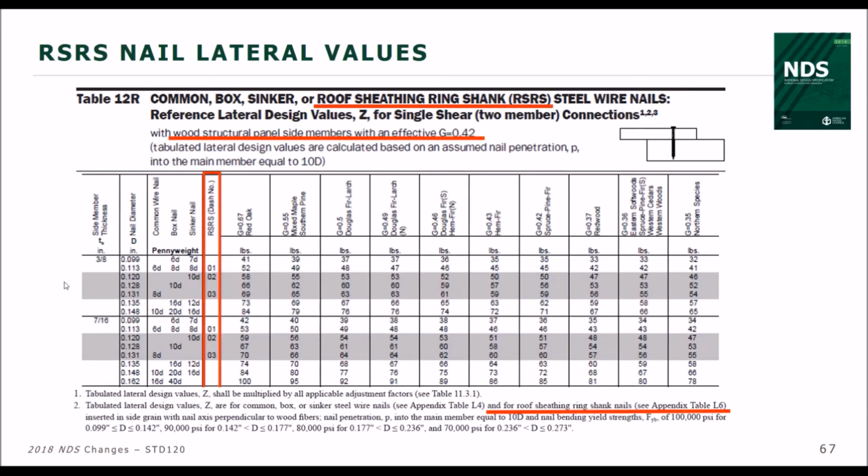Obviously a bigger change with respect to withdrawal capacities, but the lateral capacities in this case, we've got a specific gravity of 0.42 versus 0.5, which we showed in the previous slide. So we've got design values for that.